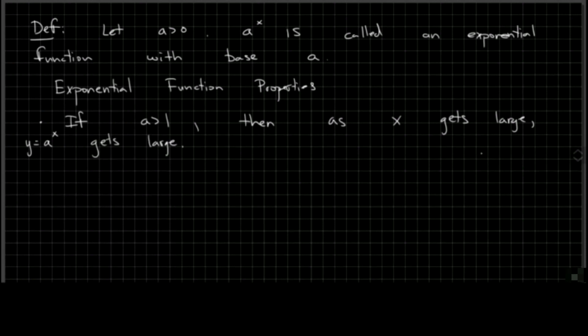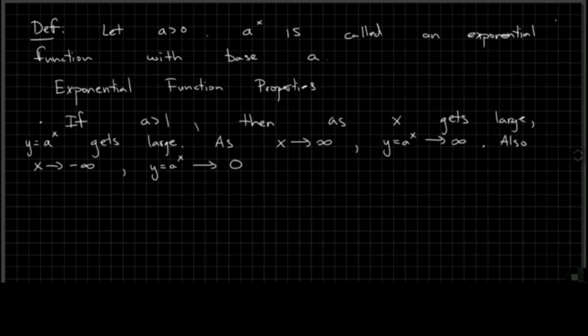And we have a mathematical shorthand for this statement. Mathematically, we might say as x goes to infinity, so as x gets large, the y values, a to the x, also go to infinity. Now, as x is going to minus infinity, so this means the x values are getting more and more negative, the y values for a to the x get really, really close to 0.